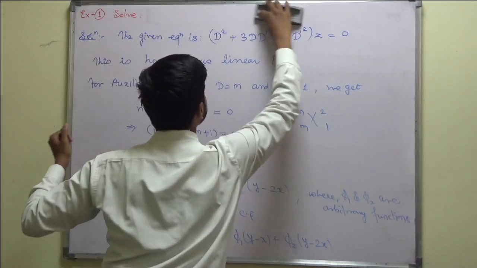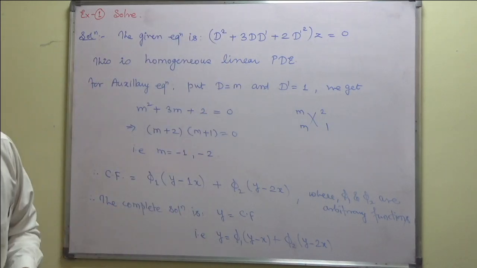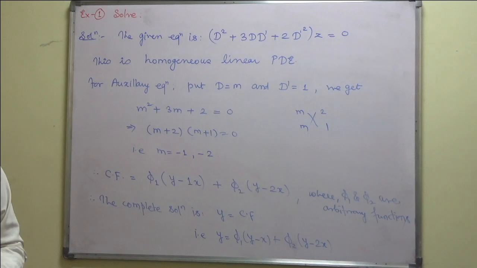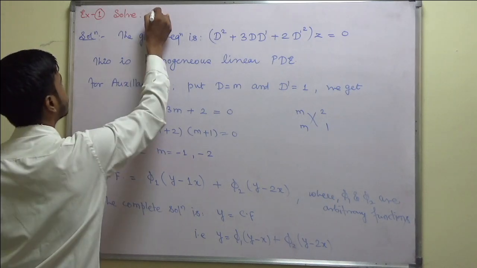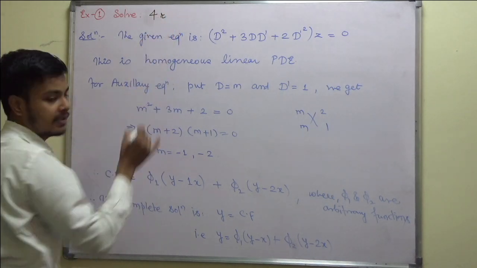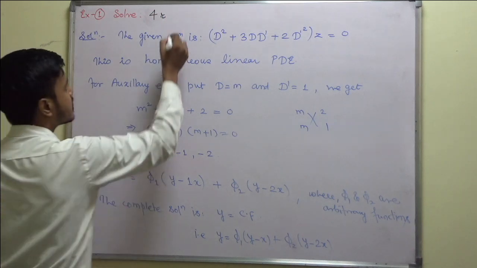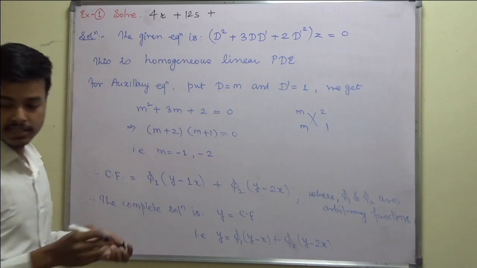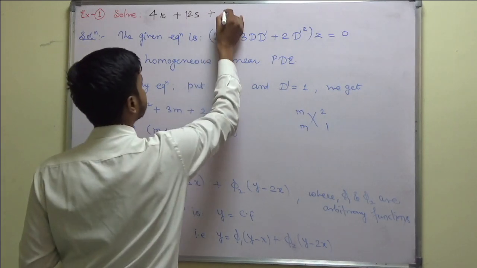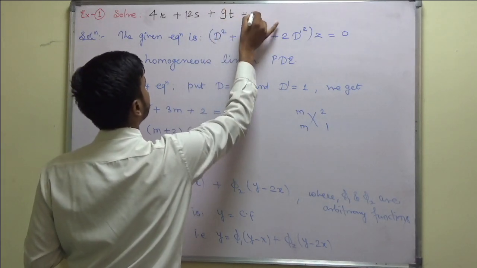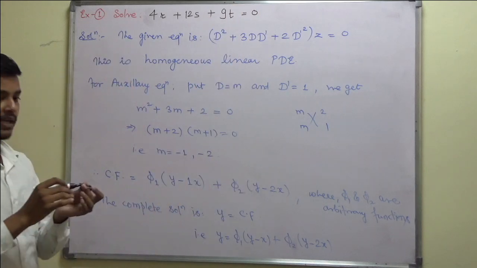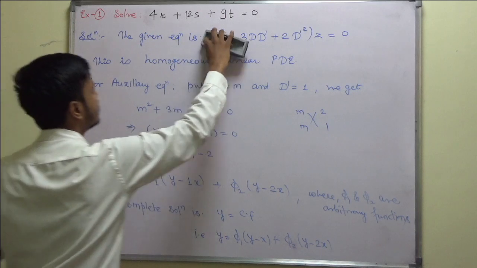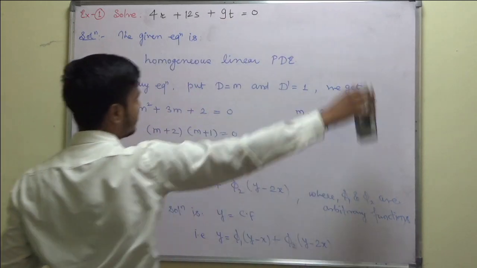So let me change the problem now. So the problem is, solve 4r plus 12s plus 9t is equal to 0. Now we have to get the solution of this equation. So what is my given equation?